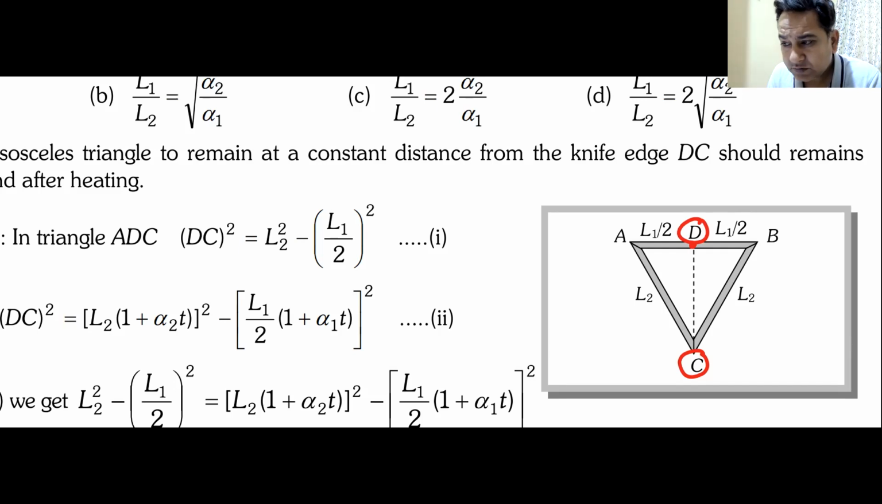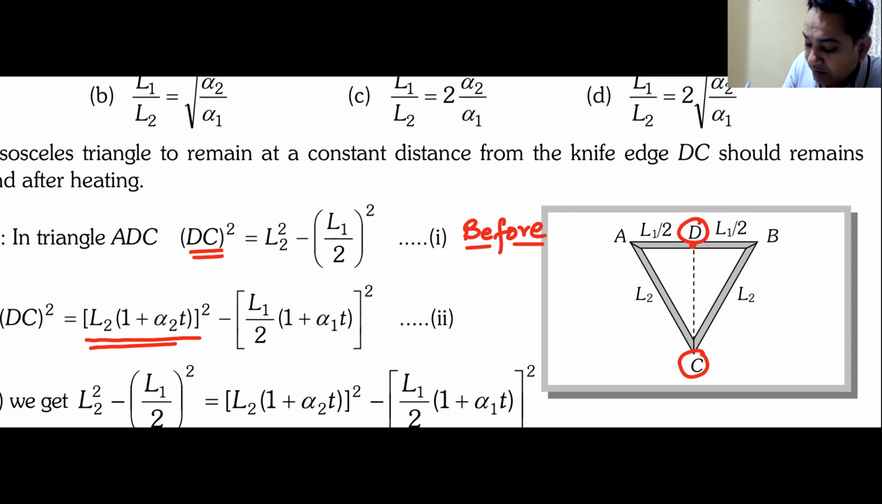How do you find out the length? In the first case, this is the case before heating. Do you understand how I have found out the length of this part DC? Right angle triangle? Yes or no? Yes, sir. Hypotenuse square, L2 squared minus (L1 by 2) squared. That is the length before. Afterwards, if you heat it by temperature delta theta, the length L2 becomes L2 into (1 plus alpha 2 delta theta). You square it, minus L1 by 2 into (1 plus alpha 1 delta theta), squared.